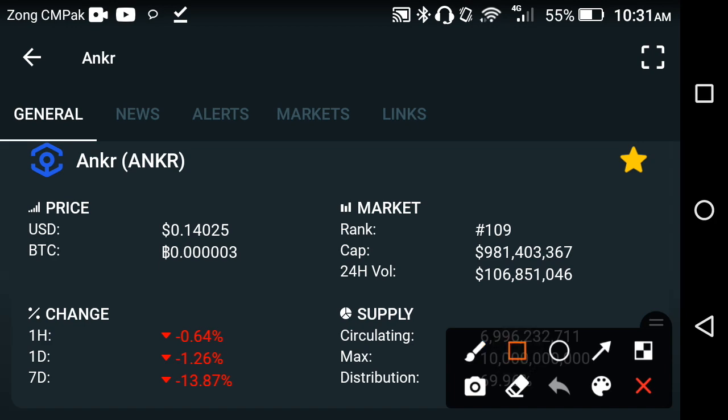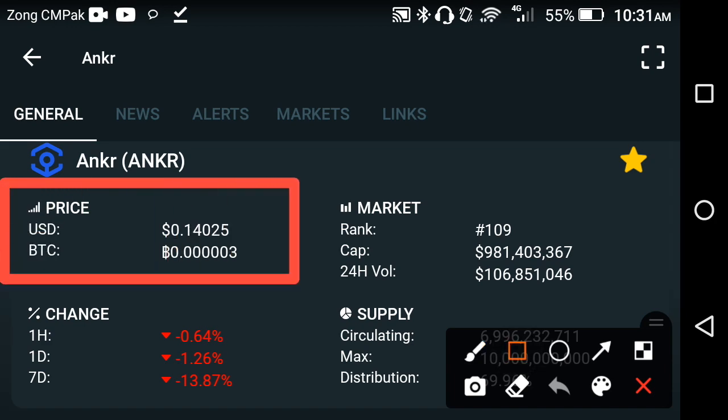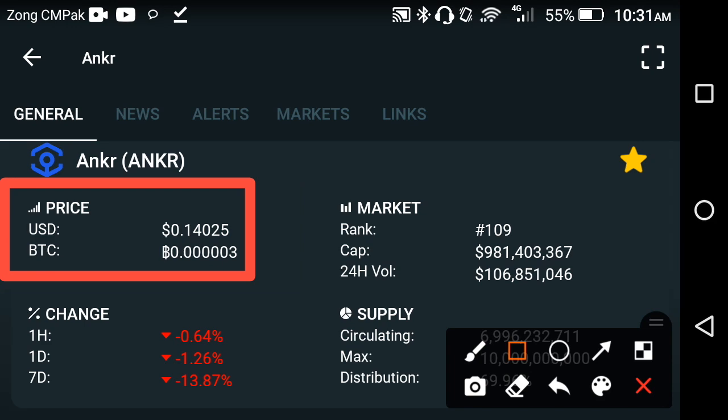Now the current price of the Ankr is 0.14025 USD. And if you look at the price change occurring in the Ankr coin, absolutely the price change is going negative, friends. The whole change occurring in the Ankr coin is going negative. In the last 1 hour, the last 1 day, and the last 1 week, the price changes in the Ankr coin are going negative.